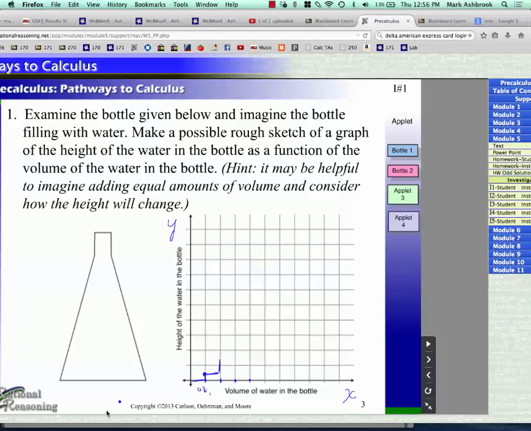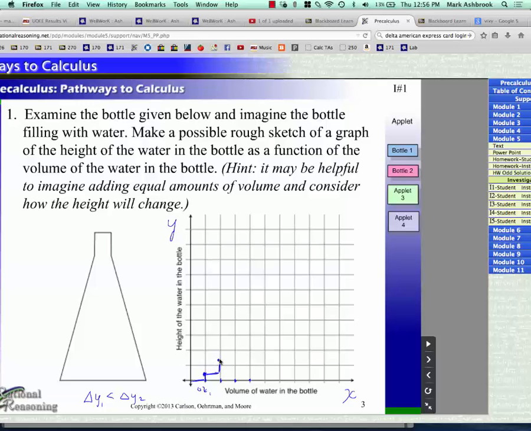So delta y1 is going to be less than delta y2. That new change is going to be bigger than the one before. That gives us a new point on the graph.